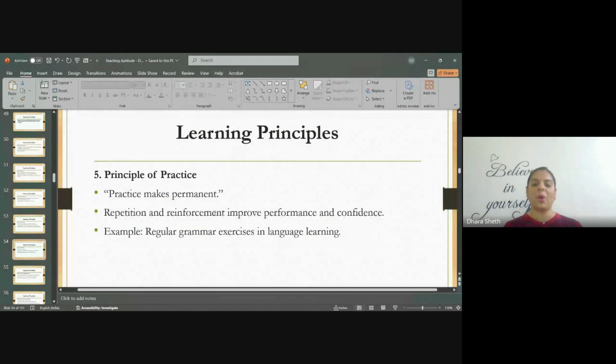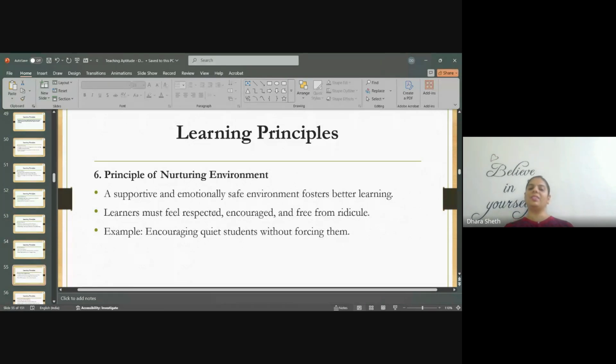Practice is very important, because if repetition and reinforcement is not done, then gradually you will forget and you will not become an expert in it. So that is again an important learning principle, like regular grammar exercises in language learning. Principle of nurturing environment: the learning environment has to be safe. If I start ridiculing you for giving wrong answers, that only 5 people gave the right answer, 5 people gave the wrong answer, you would not write anything in the chat box.